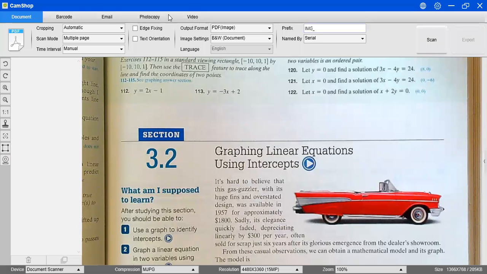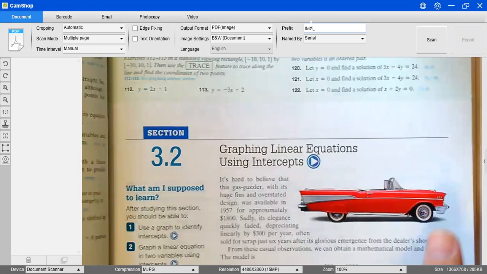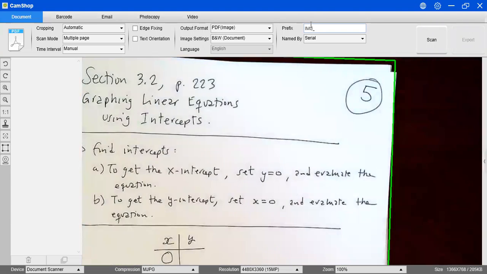We're going to start section 3.2 now. This is about graphing linear equations using intercepts. So this is going to be the second method that we're going to use to get the visual representation of a linear equation. So we're going to use intercepts.